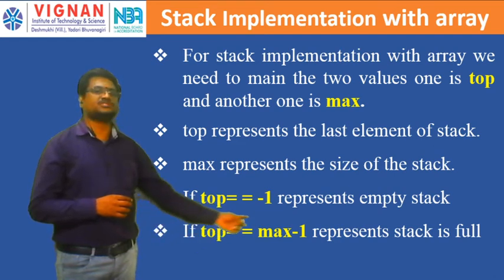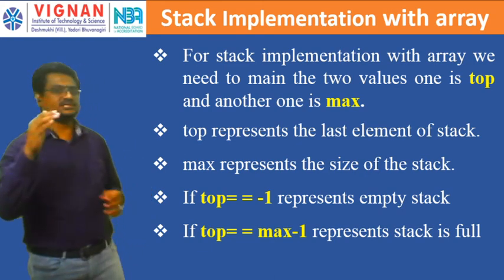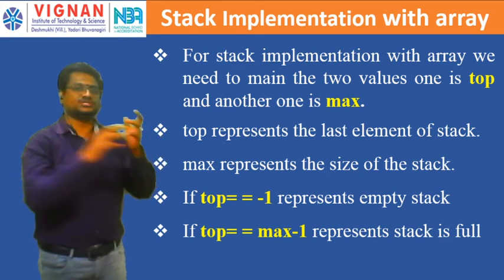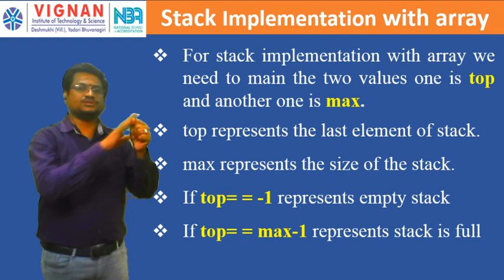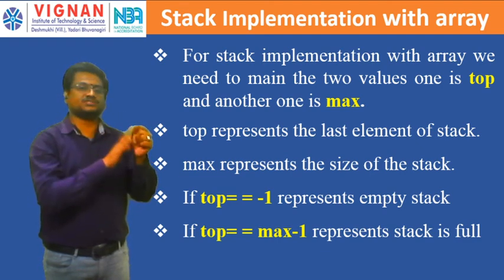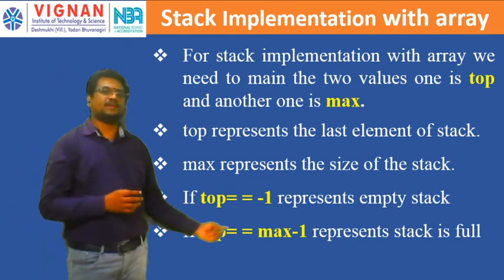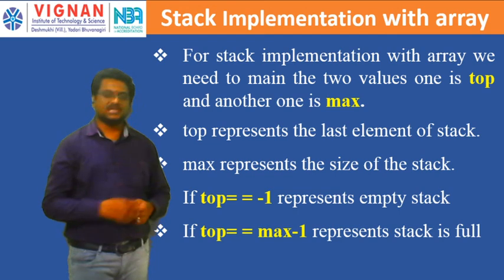If top equals maximum minus 1, it is full. Why? Because if I have 5 elements, at positions 0, 1, 2, 3, 4, the last element will be at 4. Am I right? So top equals 4 means max 5 minus 1 equals 4. So top == max minus 1 means the stack is full.